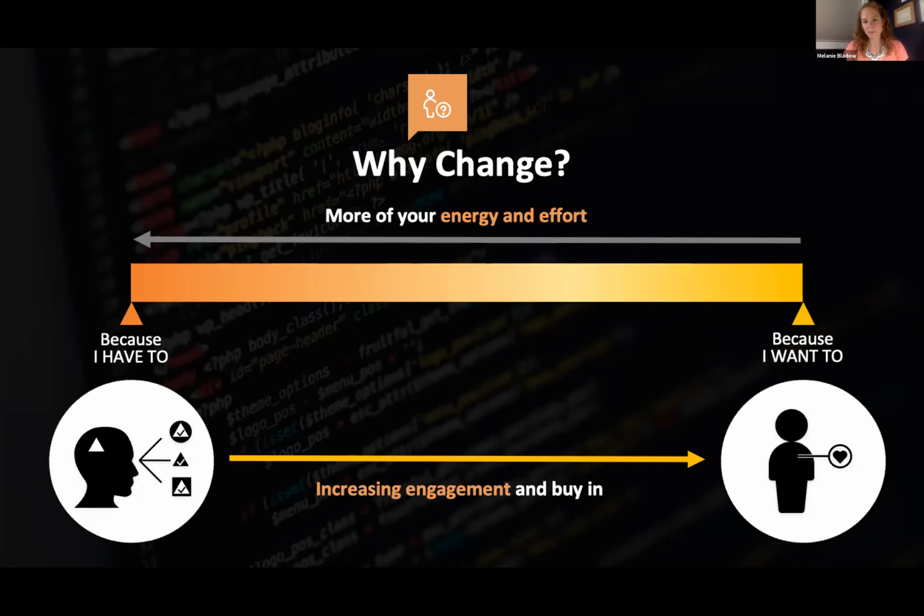So really, it can be simple things that you can do to create this, but the trick of it really is to try to figure out how you can get people to be more engaged in that change early on, so that further down the road, you have less of your time and energy enforcing it.